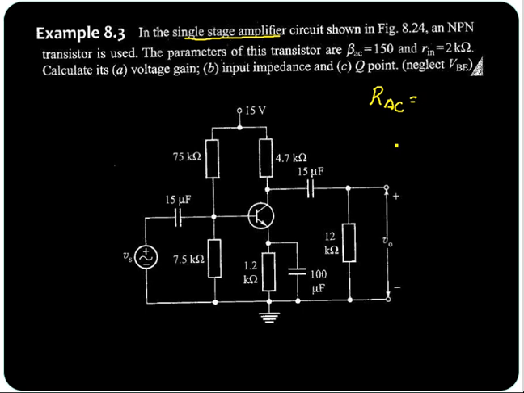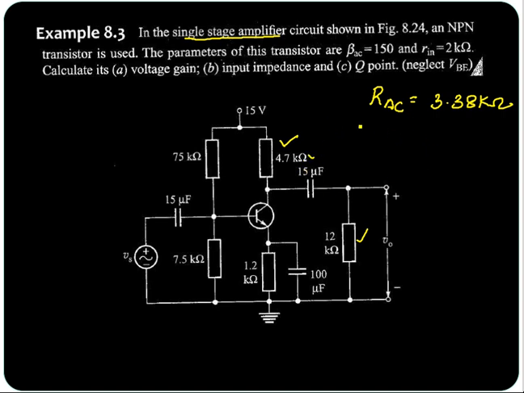What is RAC? If you draw the equivalent circuit, this RC will come in parallel with this RO. So RC parallel to RO will give you RAC. So this 4.7 kilo ohm in parallel with 12 kilo ohm will give you the value of RAC to be 3.38 kilo ohm. That is 4.7 into 12 by 4.7 plus 12. Don't forget this kilo ohm. Okay. Now the voltage gain.